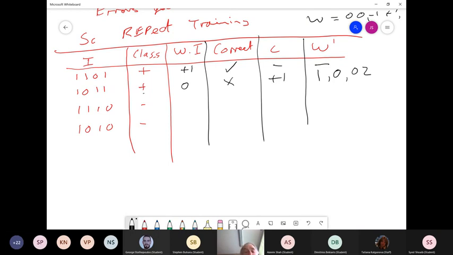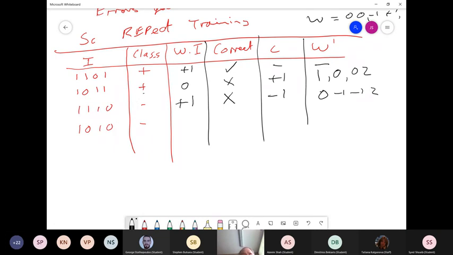Right. Third pattern, a negative class. Scalar product is going to be 1, 0, 0, 0. It's going to be plus 1. It is wrong. We need a negative response. C is therefore minus 1. Subtract the current pattern from the latest weight vector, which will give me 0, minus 1, minus 1, 2. And so that is the latest weight vector.